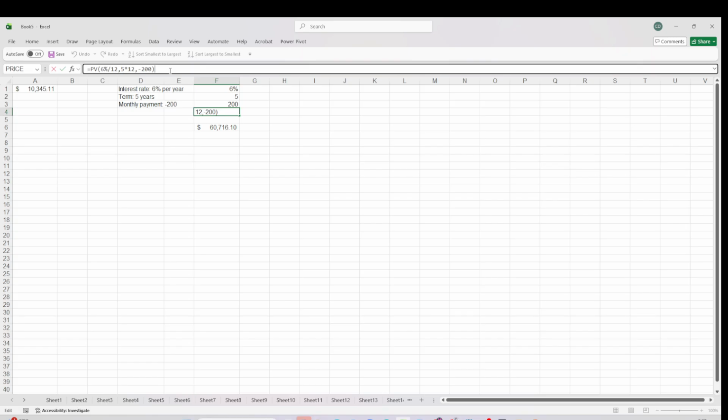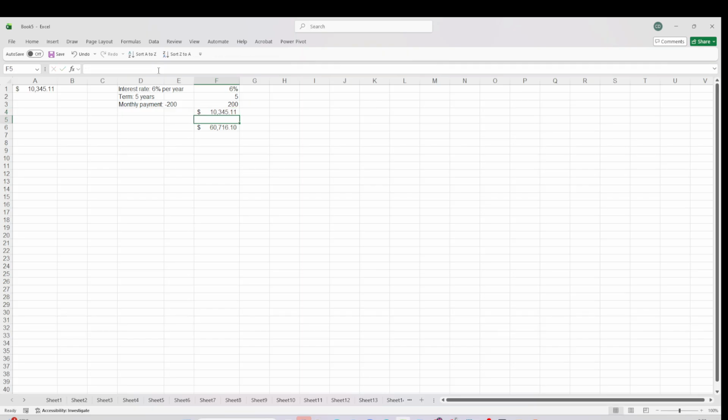Let's look at a loan example. Suppose you want to find the loan amount based on an interest rate of 6% per year over 5 years, with a monthly payment of -200. In Excel, you would enter equals PV, open parenthesis, 6% divided by 12, comma, 5 times 12, comma, -200, close parenthesis. This returns the present value, which represents the loan amount.